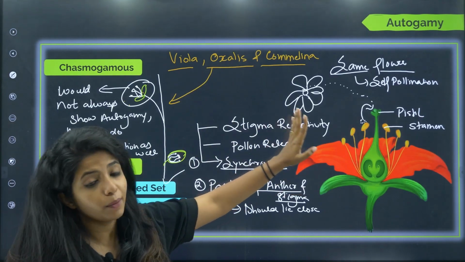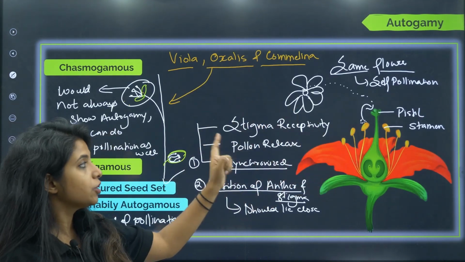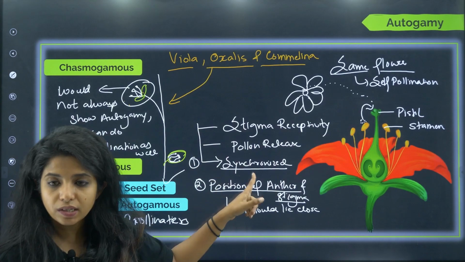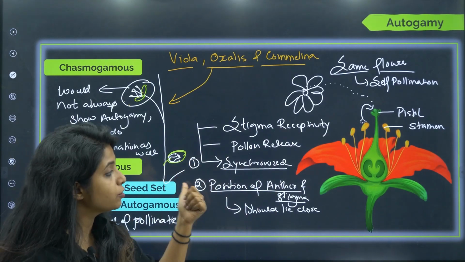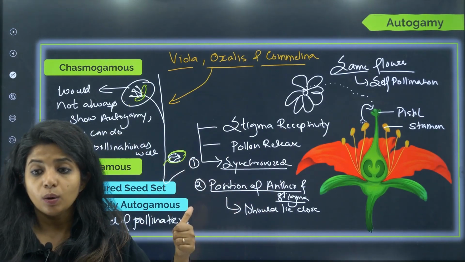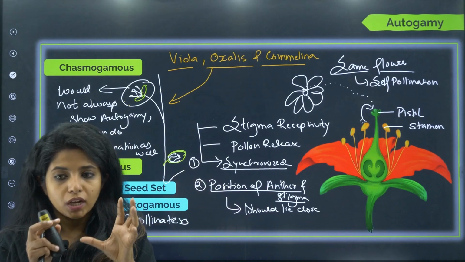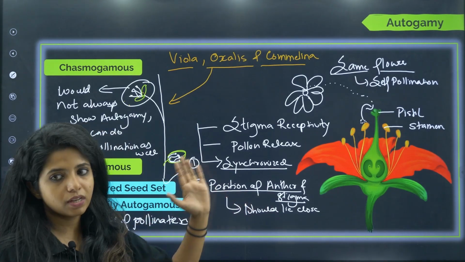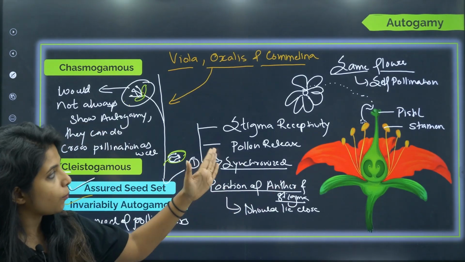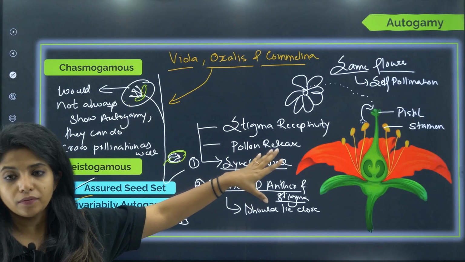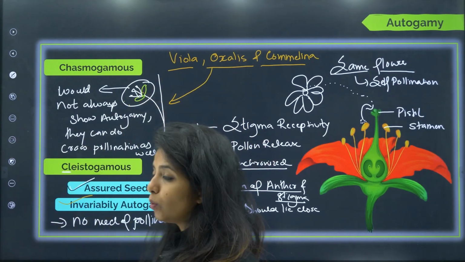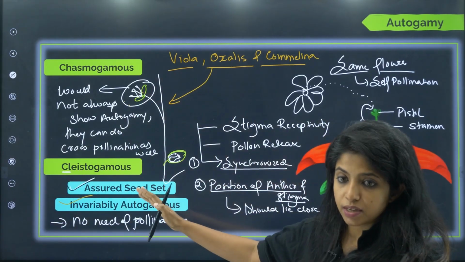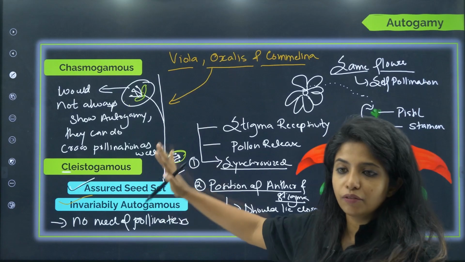Now, for autogamy to happen, what are the criteria? The stigma receptivity and the pollen release should be synchronized, first thing. Second thing, the position of the anther and the stigma has to be close. If it is not close enough, then obviously pollination won't be occurring. So, for making it happen, we have two types of flowers: one is chasmogamous, the other one is clistogamous. In clistogamous, you will definitely find autogamy.